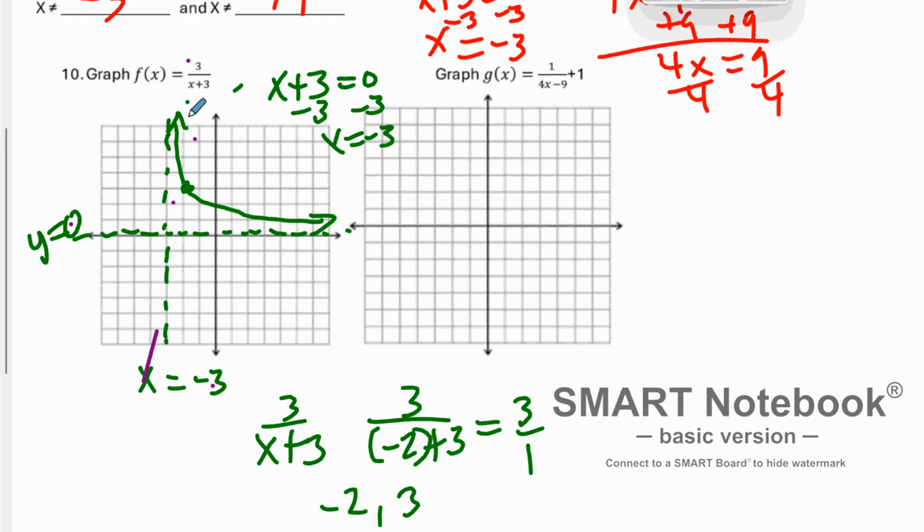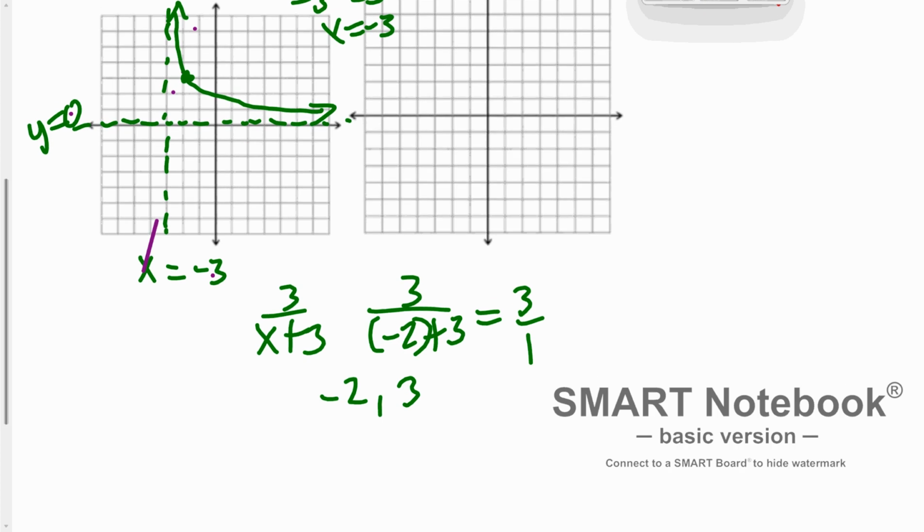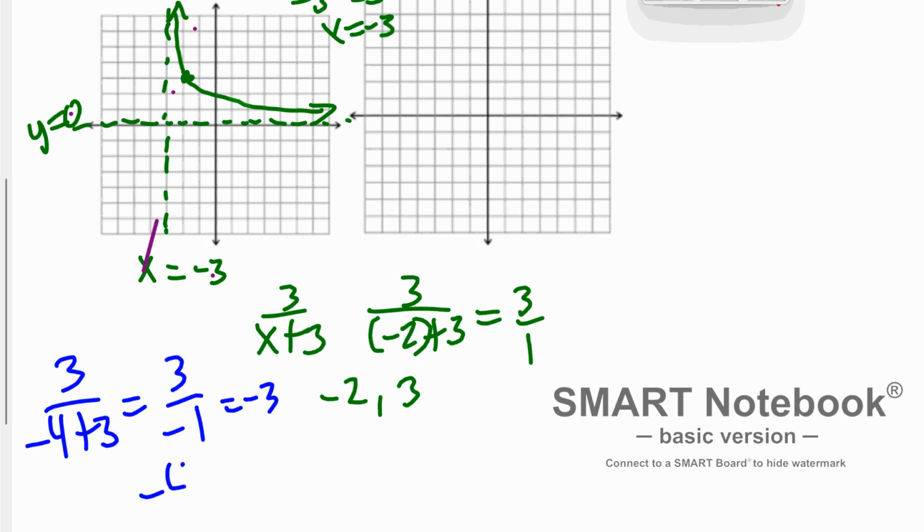If you don't know what it looks like, you can always graph more points. Now I'm going to plug in a -4. So this time I get 3 over -1, which is a -3, right? So I got -4, -3 as a point. So -4, -3, 1, 2, 3. Okay, and then again I go up and approach this asymptote, and I come down and approach that one. So those are my 2 branches.